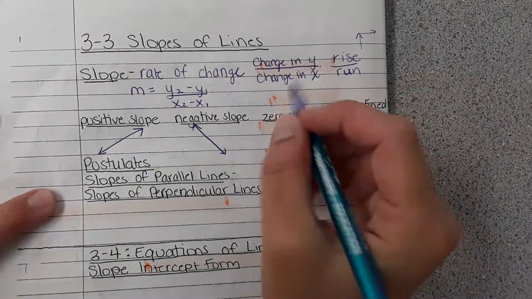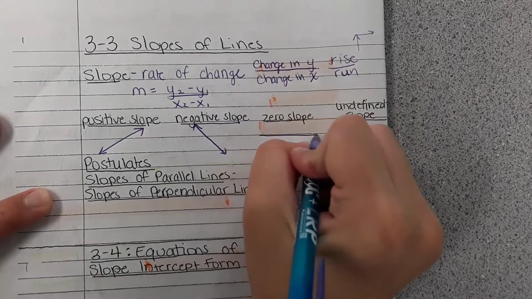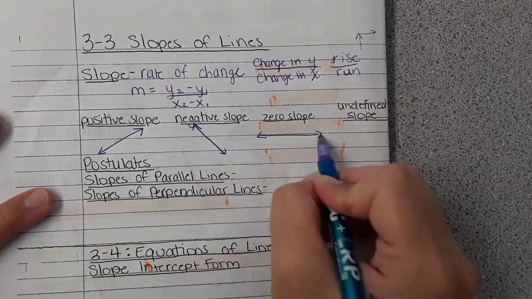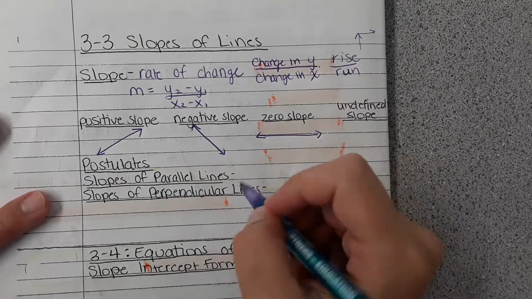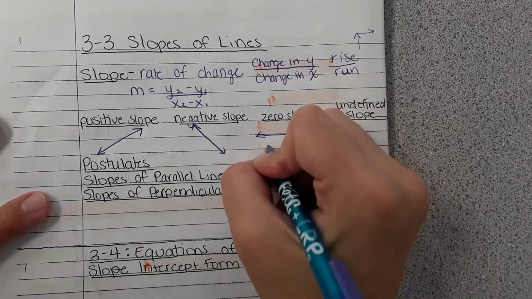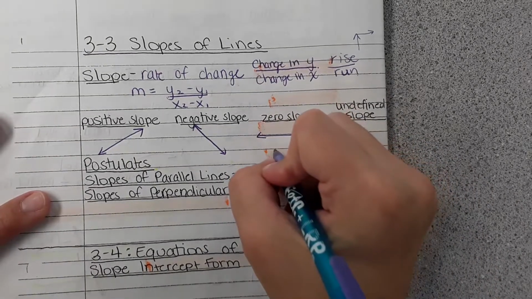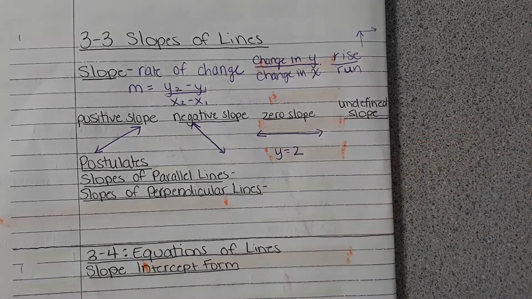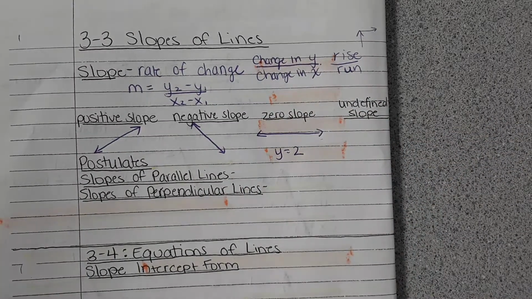Zero slope happens when you have no change over time. So it's just a straight line. As time progresses, there's no change in the height of the plant or the distance of your car. You're just not moving as time changes. The equation for something with zero slope would be y equals 2, or something similar to that, y equals a number.